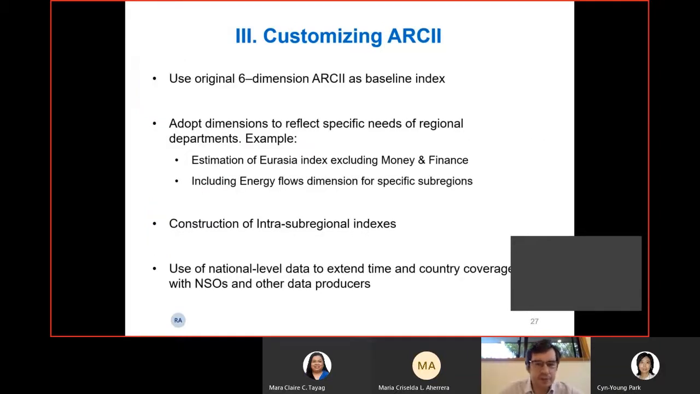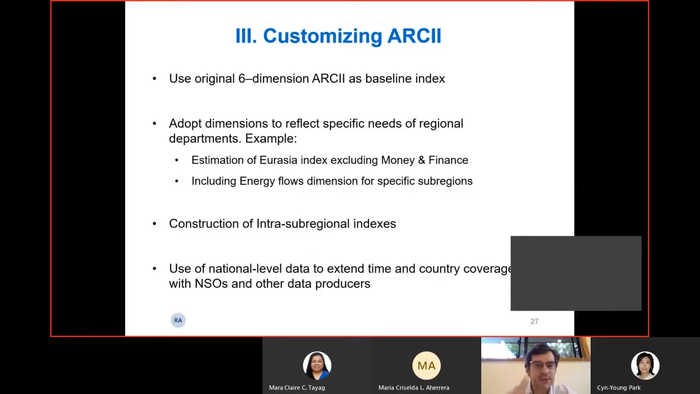Finally, the third part of this project involves also trying to customize the ARCII to new needs. So at the moment, we have the established baseline index of ARCII, which has been already collected over 3 or 4 years and since 2006. Now what we want to expand is to adopt some of the specific needs of our regional departments and also other institutions who are interested in looking at the ARCII dynamics in different country groups.